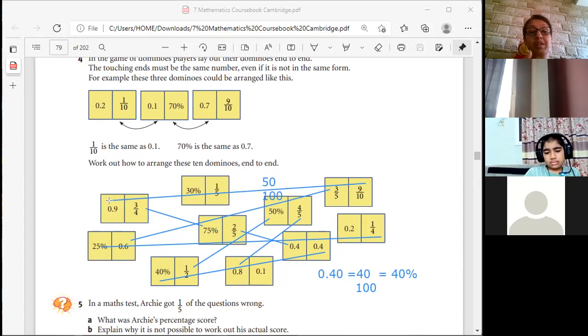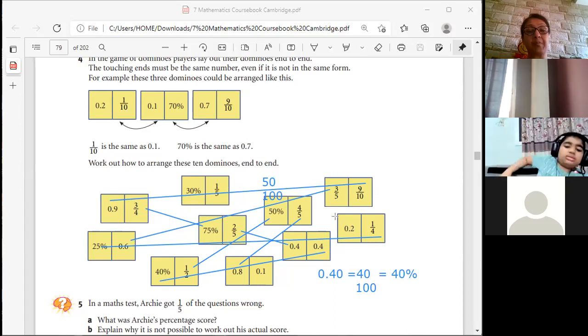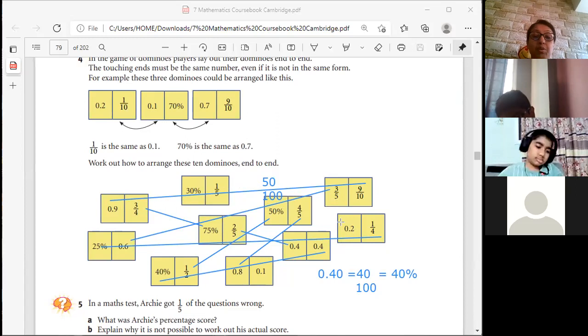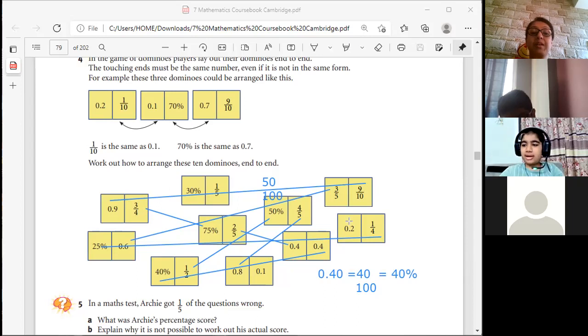So we need to connect that. And ma'am, 0.1 is also remaining. And 0.2 is also remaining. We need to connect these two. 0.2 will be 20 upon 100. Ma'am, should I bring back our old friend? 0.2 is 1 upon 5. Yeah, I get it. 20 upon 100.